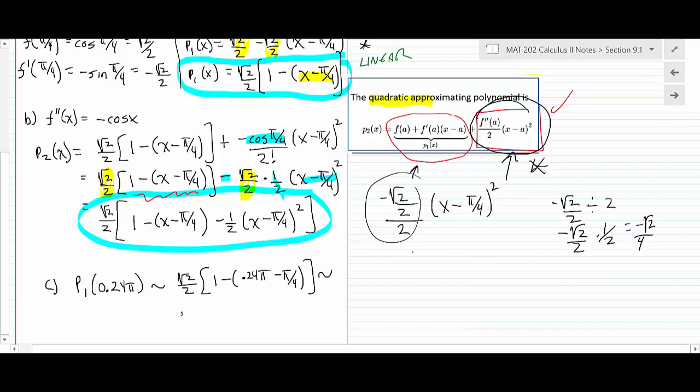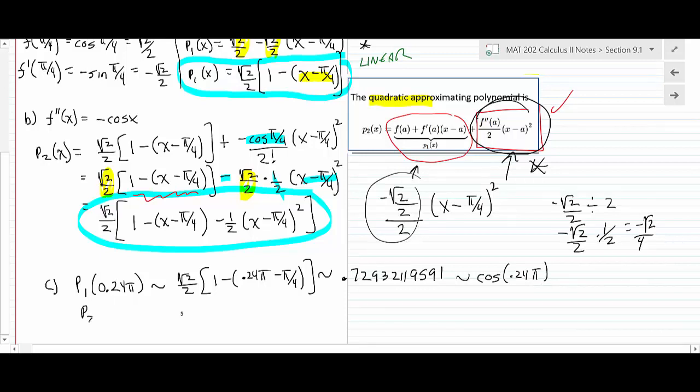Now I'll let you write down what I got, which is 0.72932119591. I don't want to take the time up punching buttons on my calculator, but you guys could easily do that on your calculator. And then that again is the linear approximation. So that's approximately what the cosine of 0.24 pi is. We'll look that up on the calculator in a minute, and we'll see how close we are.